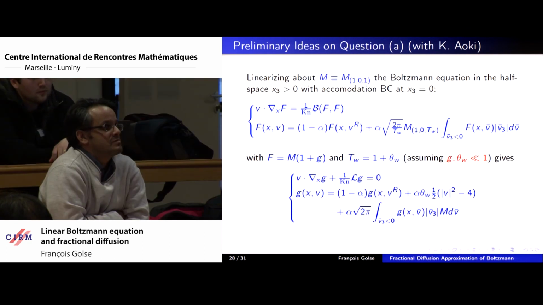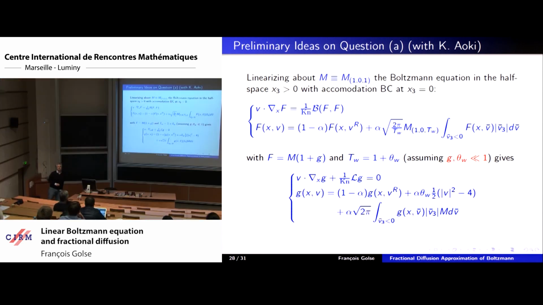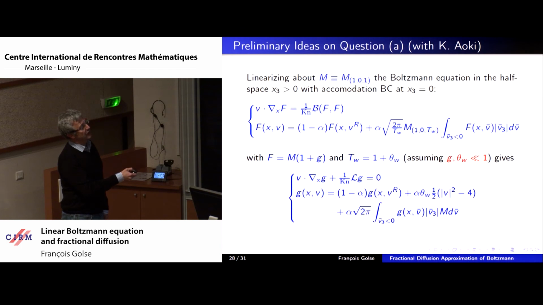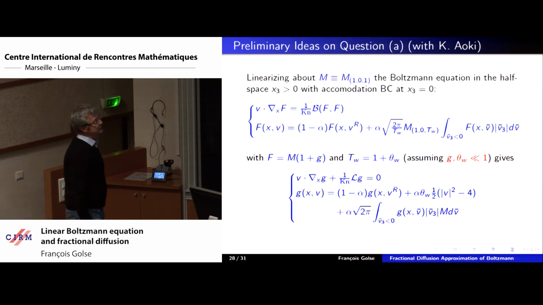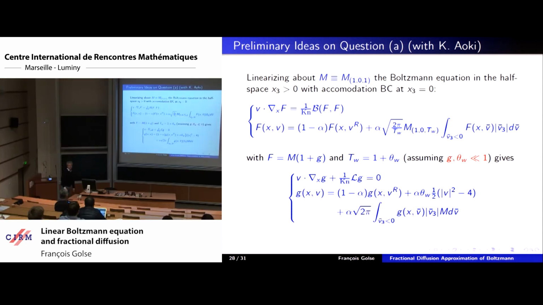from Kyoto, or presently from Tainan and Taipei in Taiwan. Right, so if you take the Boltzmann equation from the kinetic theory of gases and you linearize it about the Maxwell-Boltzmann distribution, say for simplicity, with pressure equal to 1 and temperature equal to 1, you do that in half space, where my y is going to be x3 positive, and you assume that you have accommodation boundary condition at x3 equal to 0.